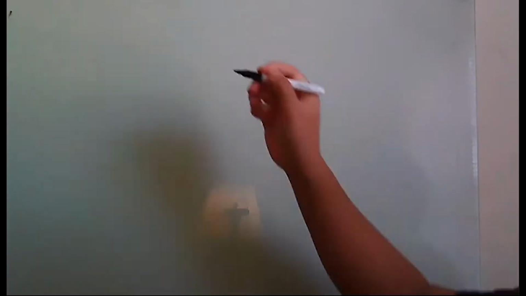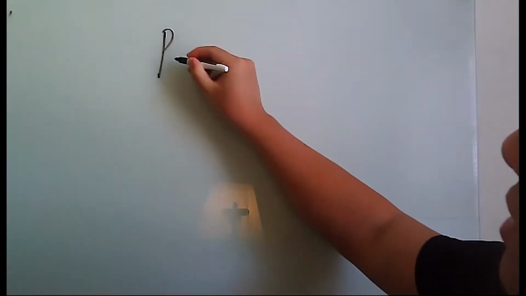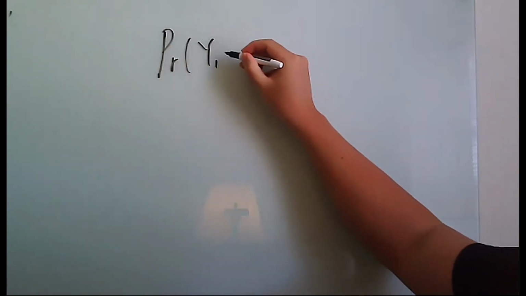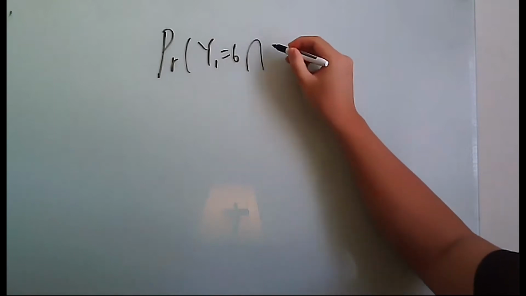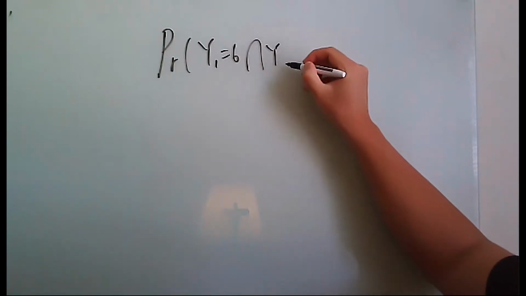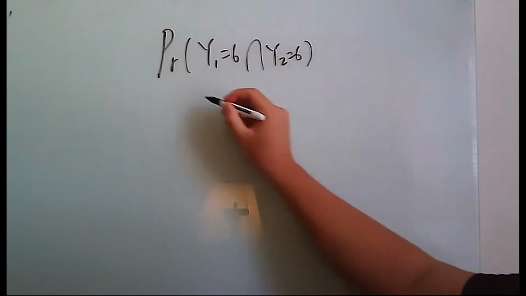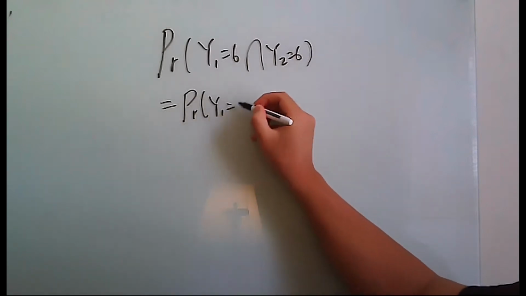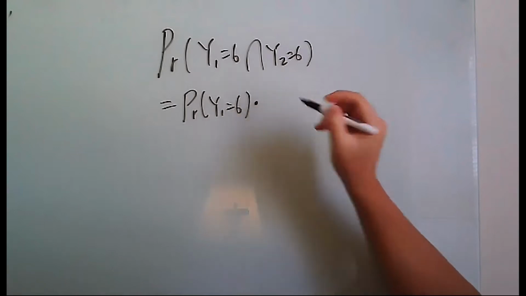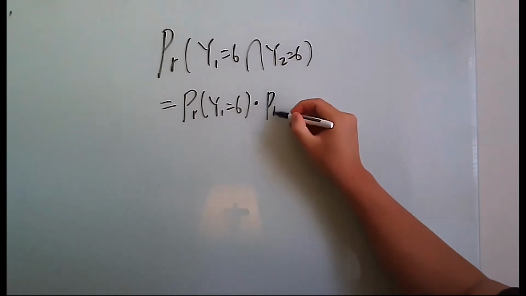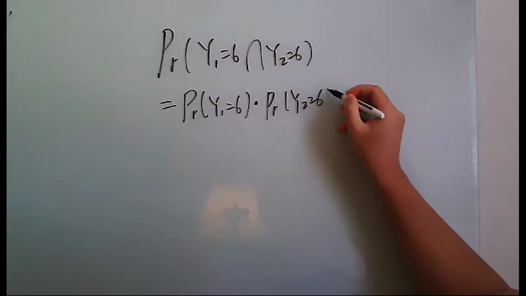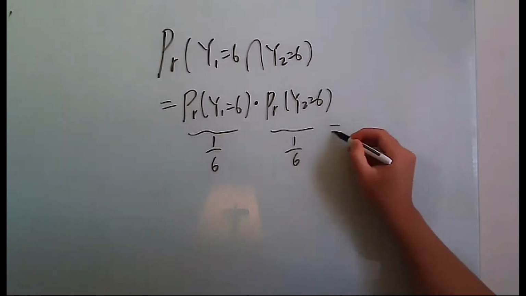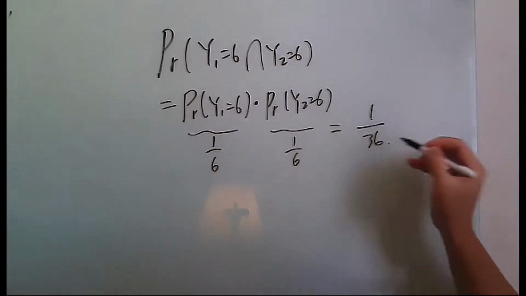For example, independence means the probability that Y1 equals 6 intersection, because it should happen at the same time, Y2 equals 6 is what? Because they are independent, it's going to be the probability of Y1 equals 6 times, it should be multiplied because of independence, the probability of Y2 equals 6. So this is a probability of 1/6 and another 1/6. So the total should be 1/36. This is how you get it.